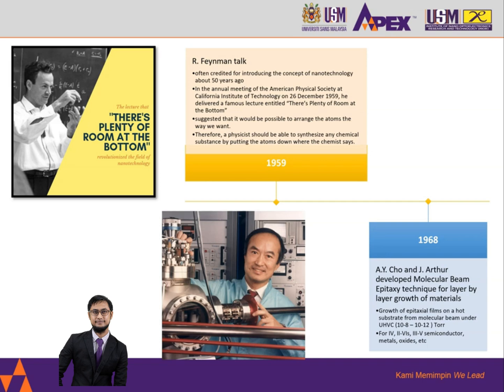December 1959. In his talk, he suggested that it would be possible to arrange the atoms the way that we want. So there he said, a physicist should be able to synthesize any chemical substance by putting the atoms down where the chemist says. He also discussed various aspects of miniaturization, likely challenges, and how to overcome them. In many ways, actually, the scientists and the researchers nowadays are facing the same challenges as what Feynman has discussed more than 60 years ago.